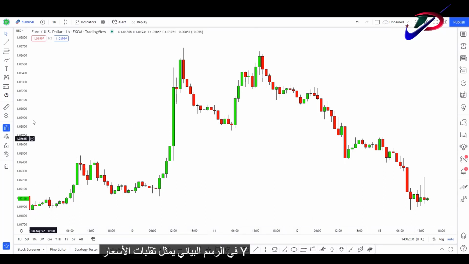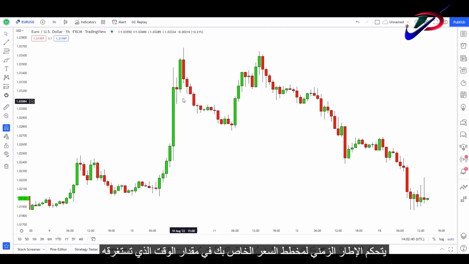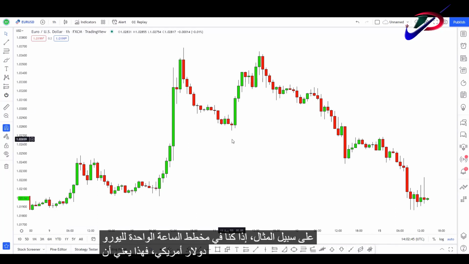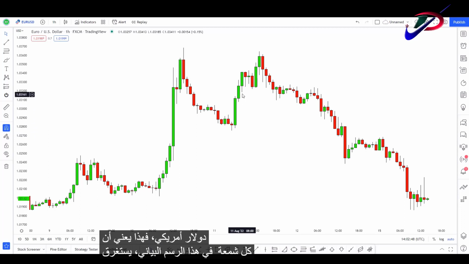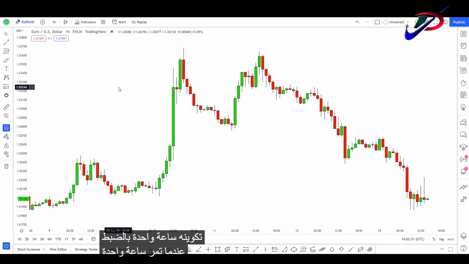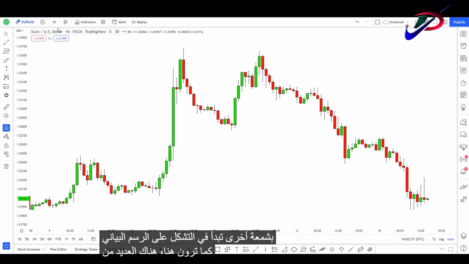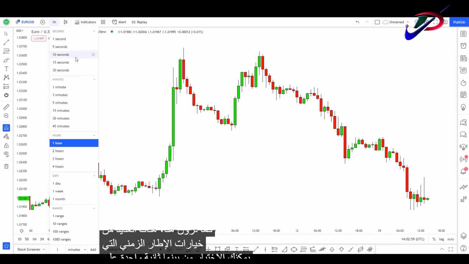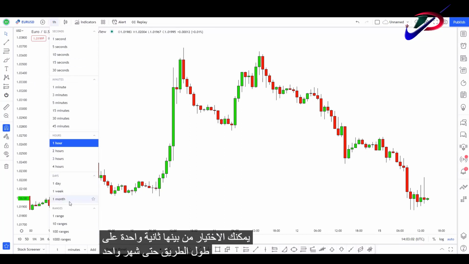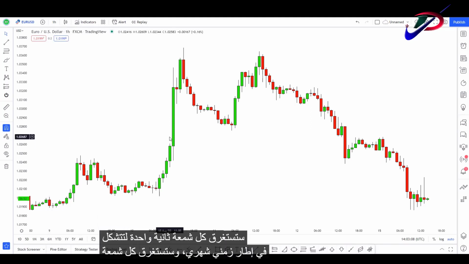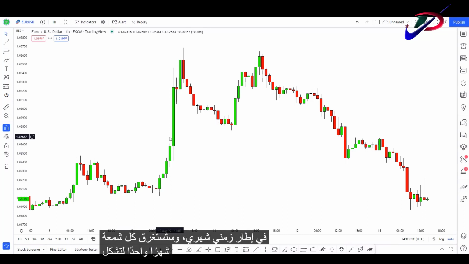The next thing you must know about price charts is the time frame. The time frame of your price chart controls how much time it takes for a candlestick to form. For example, if we are in the 1-hour chart of the Euro USD, that means that each candlestick in this chart takes exactly 1 hour to form. When 1 hour passes by, another candlestick begins to form in the chart. As you can see here, there are many time frame options. You can choose from 1 second all the way up to 1 month. In the 1 second time frame, each candlestick will take 1 second to form. In the monthly time frame, each candlestick will take 1 month to form.